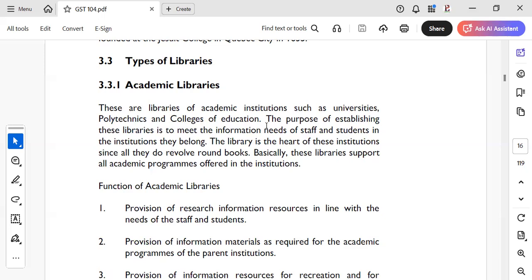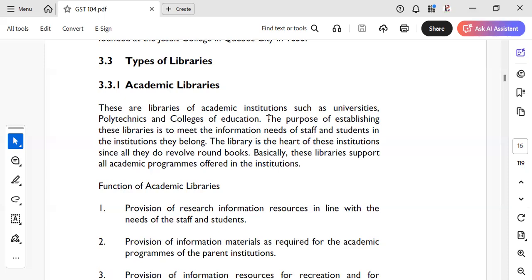Now, there is a question they normally ask both in TMA and exam that says that the purpose of dash library is to meet the information needs of staff and students in the institutions they belong to. That is how the question used to be. You should know that the library that meets the needs of staff and students of institutions to which the library belongs is academic library. Please bear it in mind because I'm very sure TMA will start very soon. You will see the question in your TMA.